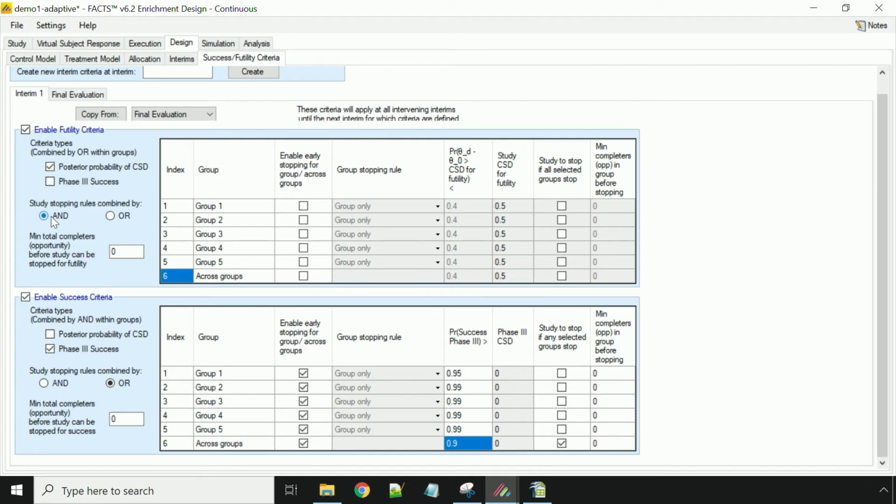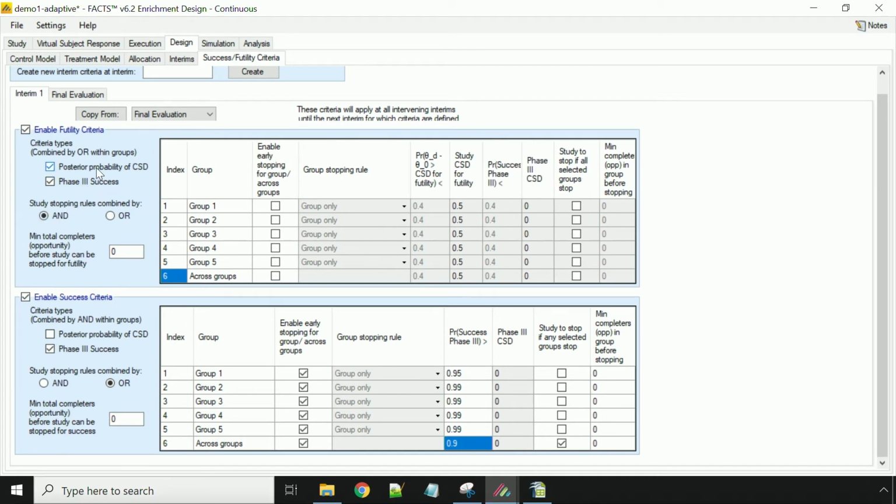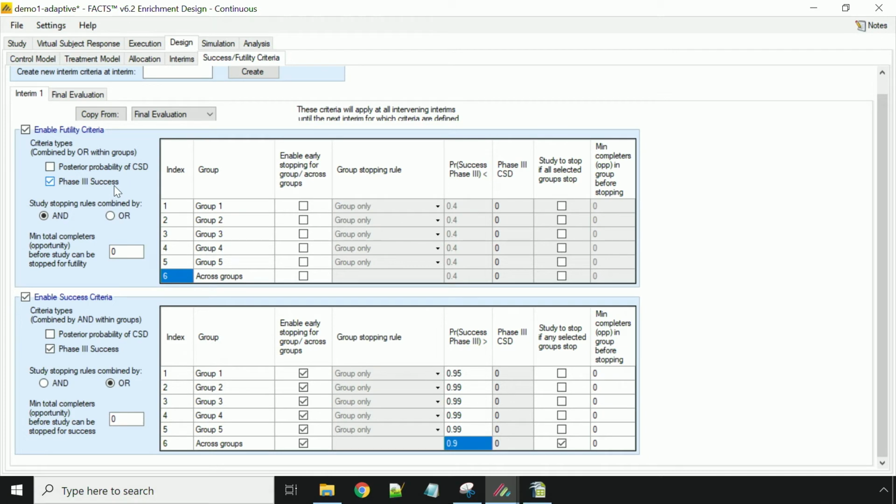So for futility, again, we're just going to look at this probability of success in phase 3. We're going to add the rules together. Again, we can stop any group for futility. And now what we'll do is stop the whole trial for futility if group 1 is futile. If group 1 is futile, then that's one of our conditions for success gone. But also, if group 1 is futile, we're not going to be winning across all groups, because group 1 is such a significant part of the overall population.